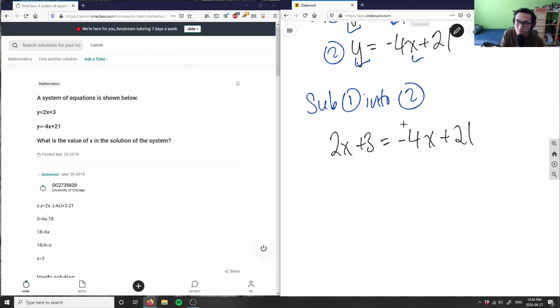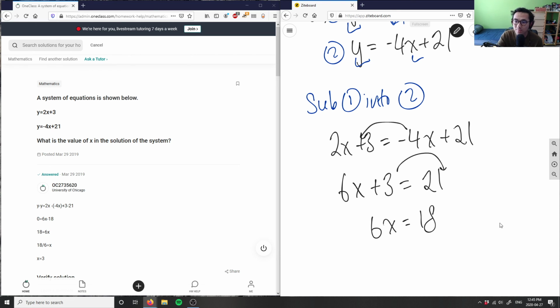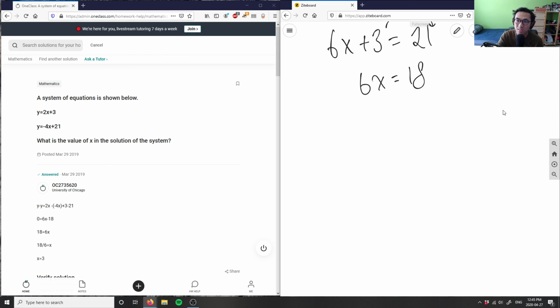So again, I can add 4x to both sides. 2 plus 4 is 6x plus 3 equals 21. Then I can move 3 to the other side, so I'm subtracting 3 from both sides. 21 minus 3 is 18. And then I can simply divide both sides by 6 to get a value of 3.